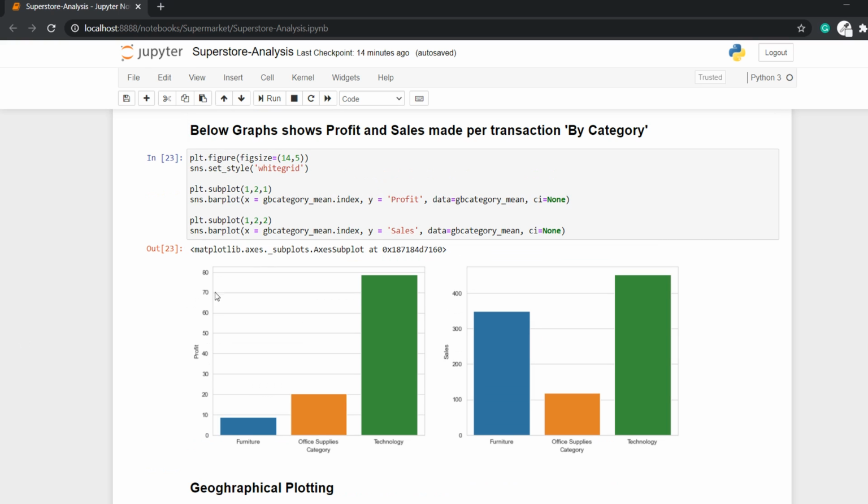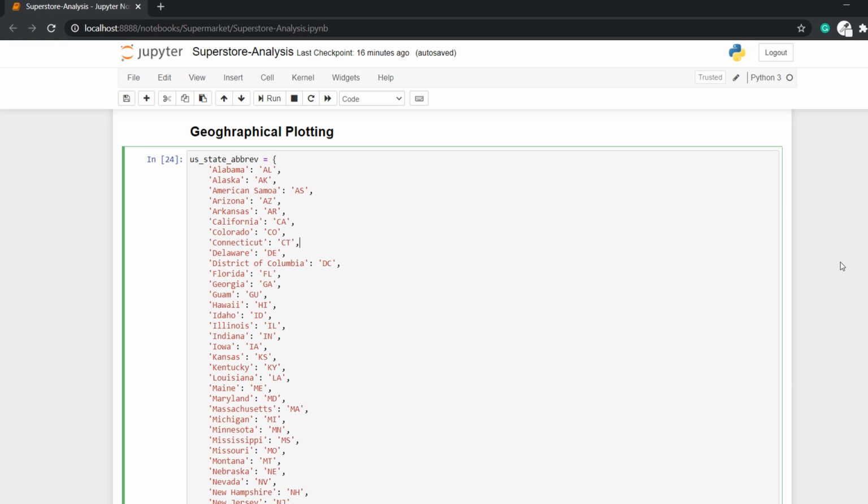Now, if we analyze it per transaction, the profit per transaction is highest in technology, whereas furniture and office supplies are very low. Sales made in technology and furniture are highest, whereas office supplies are the lowest. Now we're going to plot a geographical map.